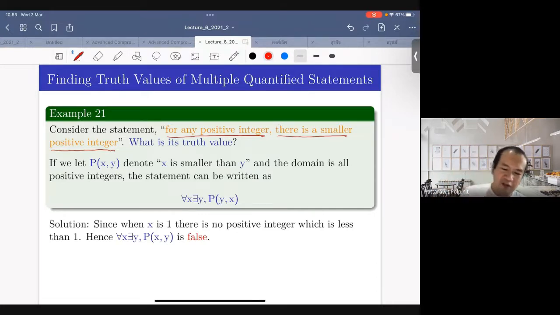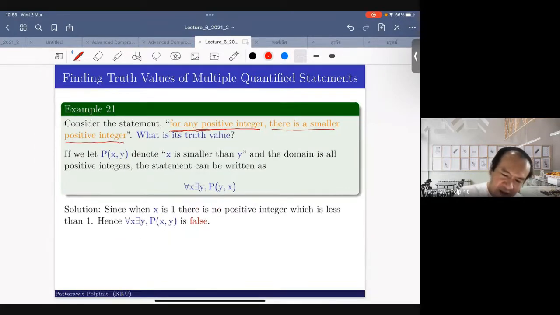It is, well, because this one says that for any positive integer, which means any or all positive integers, there must be a smaller positive integer. So this sentence will be true if all the positive integers have a smaller positive integer. And it will be false if you can find one positive integer that has no smaller positive integer, right? So one example that will make this sentence false is that you can have the number one.